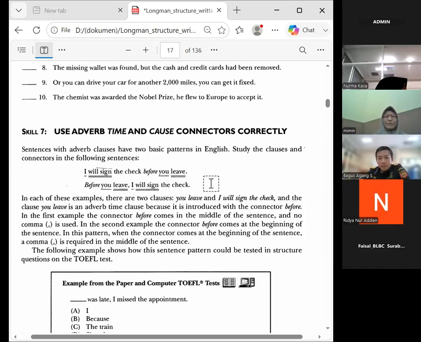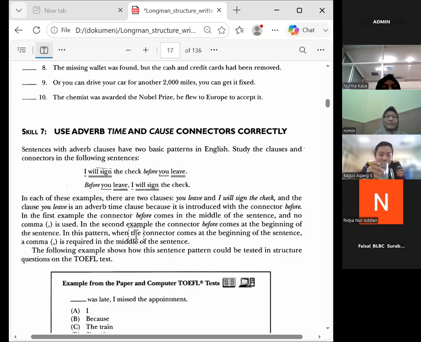So this is the difference between adverb connectors and coordinate connectors. There is only one structure for coordinate connectors, but there are 2 for adverb, time, and cause connectors. You can place the connector in the middle after the first clause, or at the beginning before the first clause, because before you leave is an adverb clause.